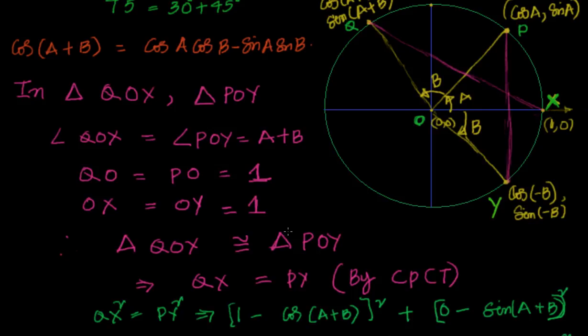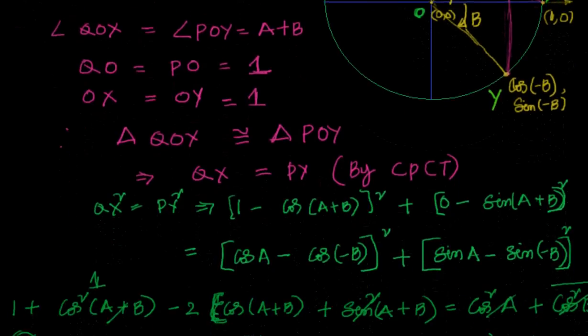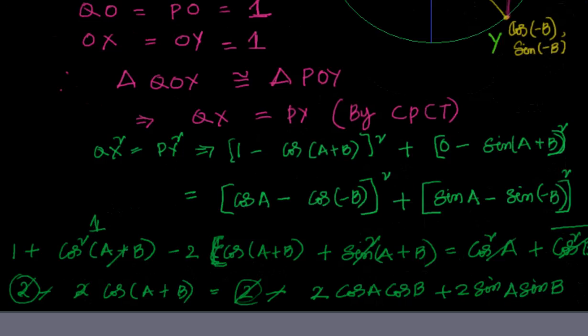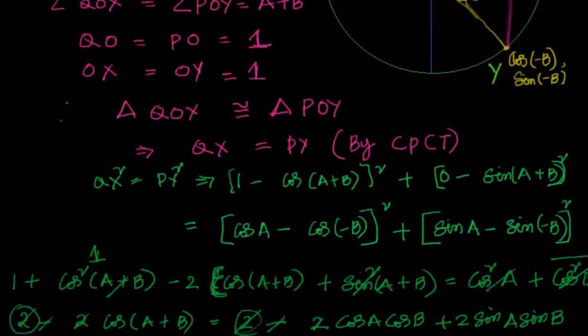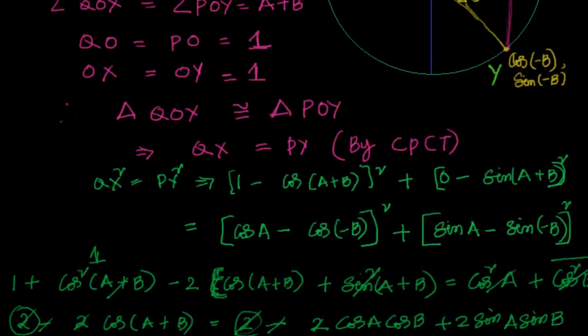Then that is nothing but 1 minus cos of A plus B whole square plus 0 minus sin of A plus B whole square, which equals cos A minus cos of minus B whole square plus sin A minus sin of minus B whole square. This is nothing but just applying the formula x2 minus x1 whole square plus y2 minus y1 whole square, where x1, y1, x2, y2 are 2 points. So we have just leveraged that, nothing great in it.